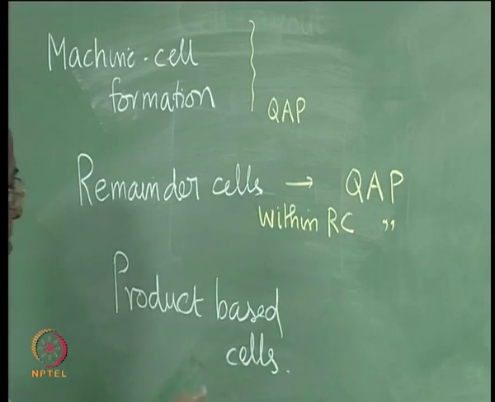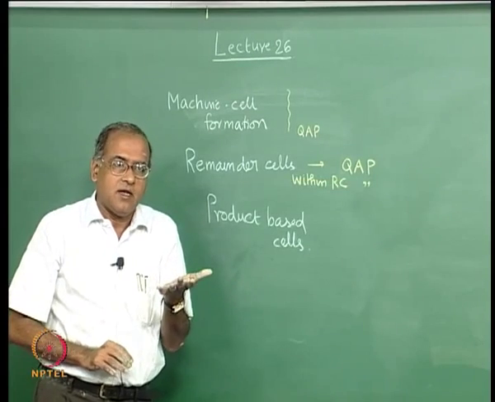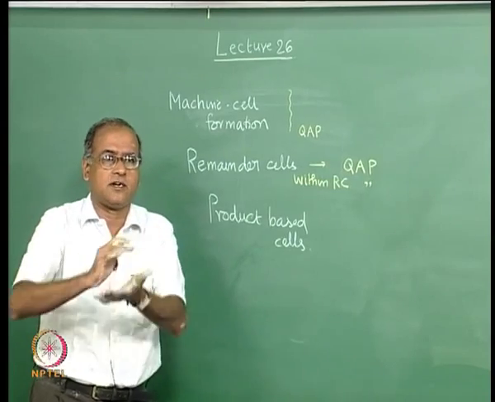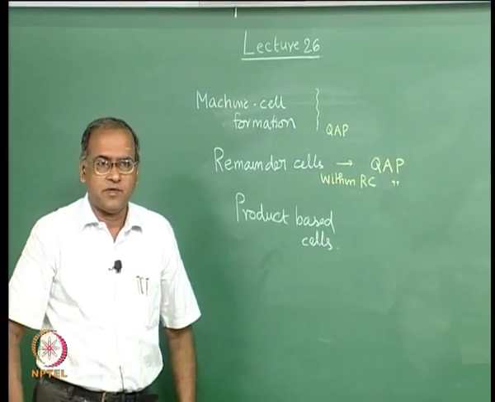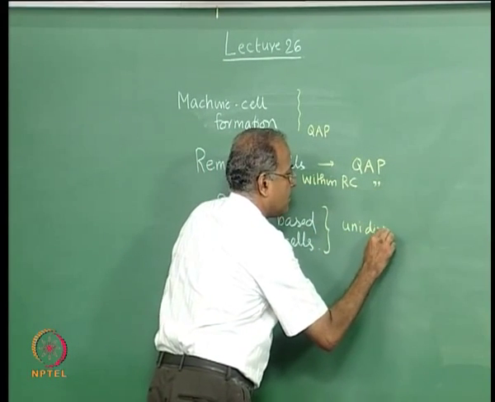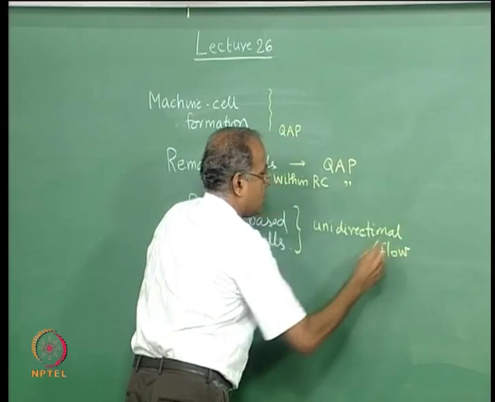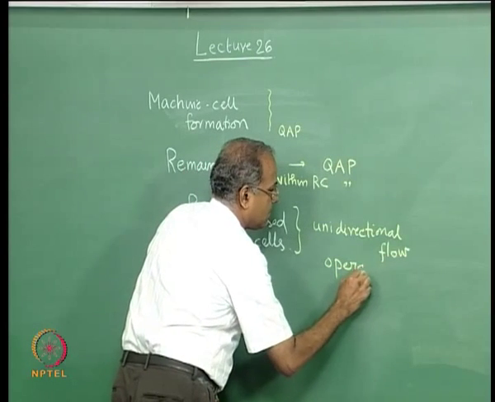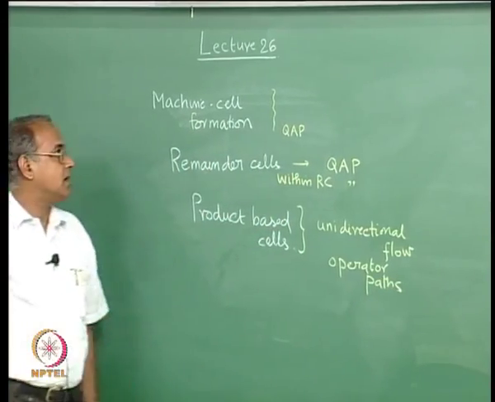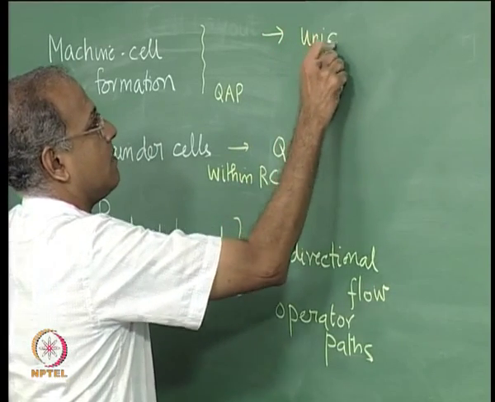Now, when we move towards product based cells, then we are not going to look at quadratic assignment problem, because we will have very minimal intracell moves, even if it moves from one cell to another before it moves to the assembly. So, here the only thing that we have to look at is unidirectional flow and operator paths. Here also the only aspect that we have to look at is unidirectional flow.